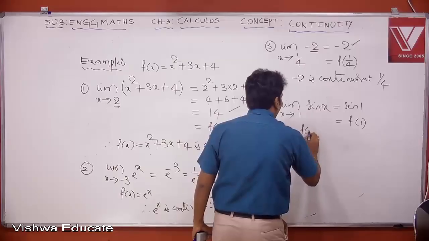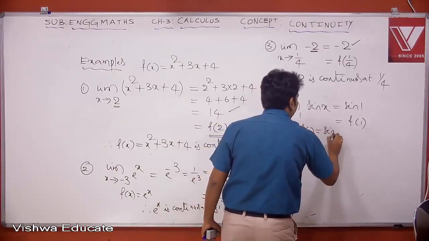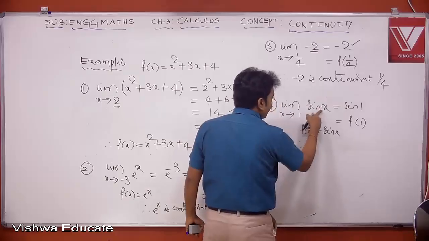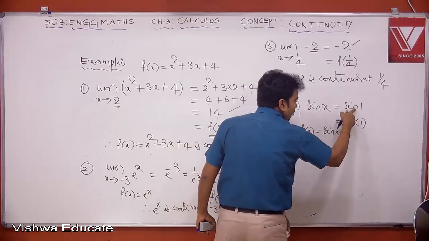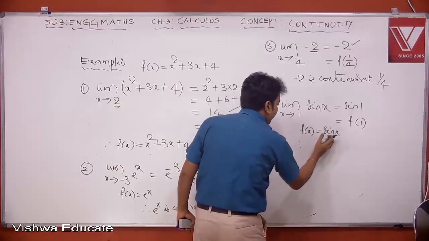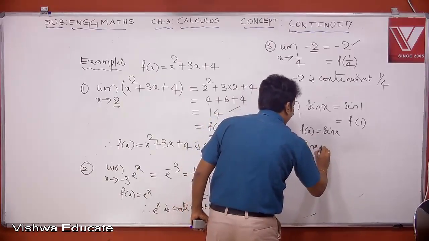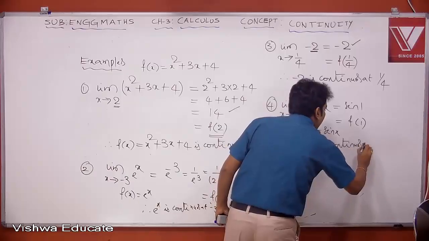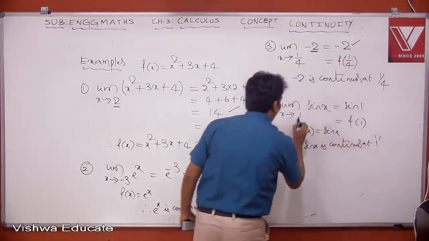See here, what is my f of x? Sine x. So therefore, in this case, the limit as x tends to 1 of sine x is a finite number and that finite number is equal to f of 1, because f of x is sine x. Therefore, sine x is continuous at the point 1.